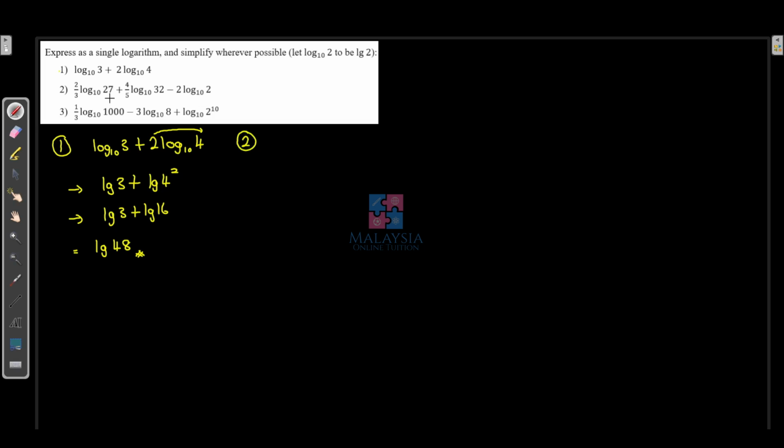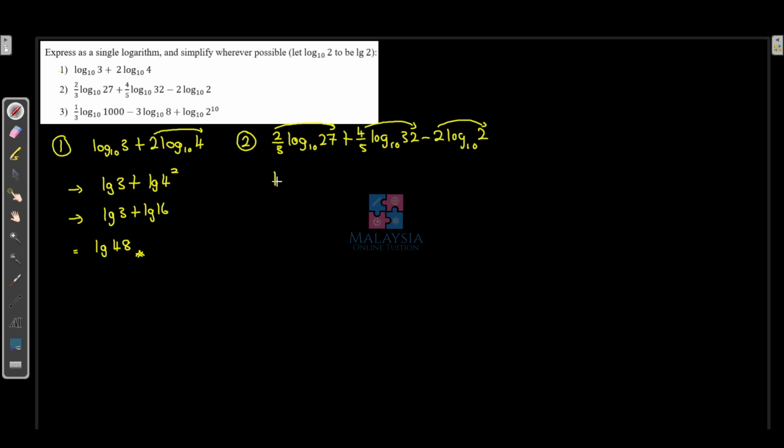So for the next one, 2 over 3 log base 10 of 27 plus 4 over 5 log base 10 of 32 minus 2 log base 10 of 2. So don't worry about the 2 over 3, the 4 over 5. What you need to do is bring inside all of the numbers in front. So we can write the question first: 27, then plus 4 over 5 log base 10 of 32, and then minus 2 log base 10 of 2. So you bring inside the 2 over 3 becomes power, 4 over 5 inside becomes power, the 2 also becomes the power.